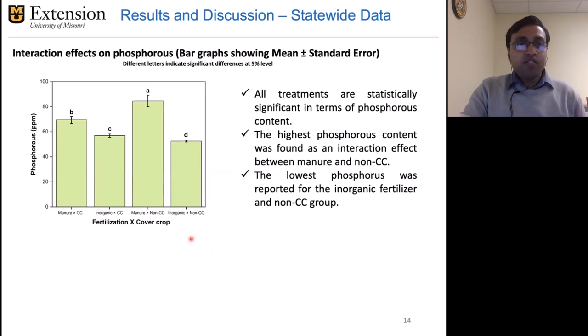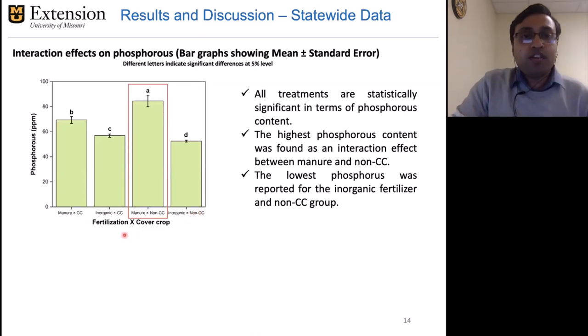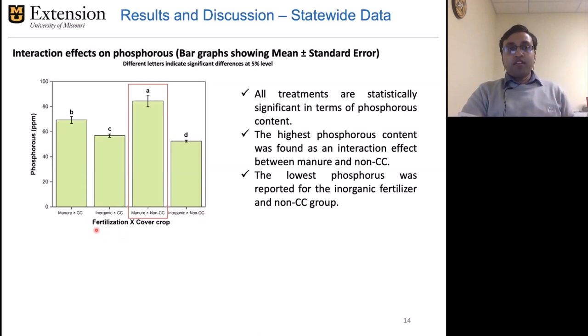We can see these four letters. These small four letters mean significant difference between our four groups, and we can see the highest amount of phosphorus can be found when there is manure with no cover crop. Even when we applied manure with cover crop, that is the second highest. That means we have the rest of two groups, that is inorganic with cover crop and inorganic without cover crop. But from this figure, we can easily see that when we have manure application, it increases the phosphorus content, whether it has another group, cover crop or non-cover crop.